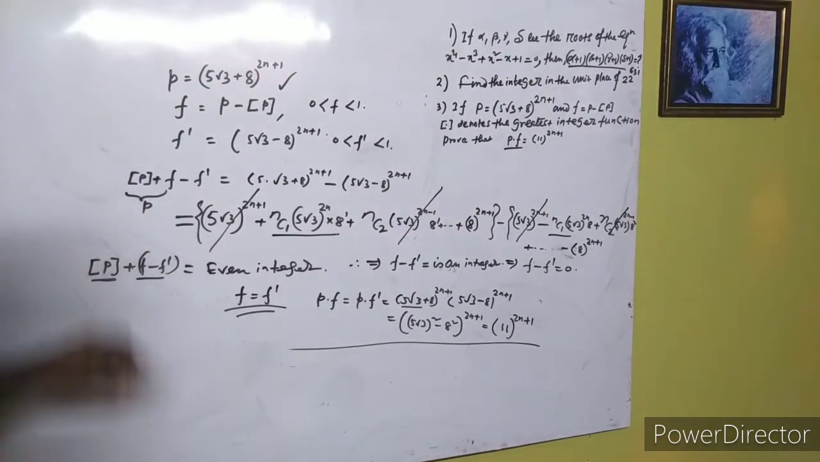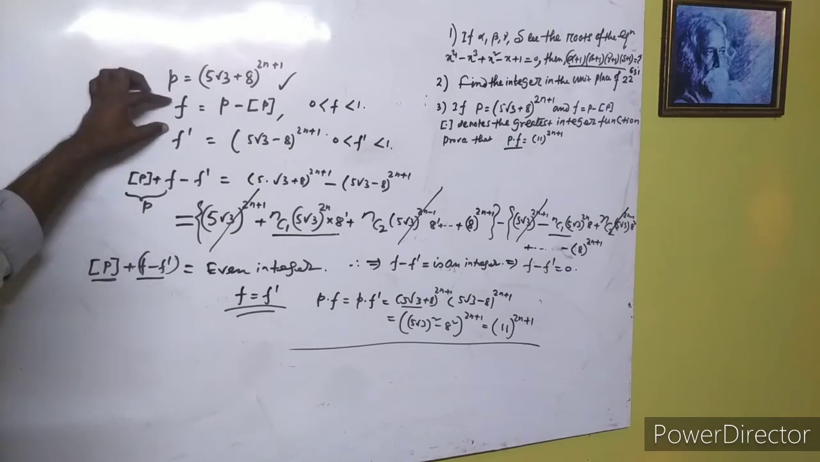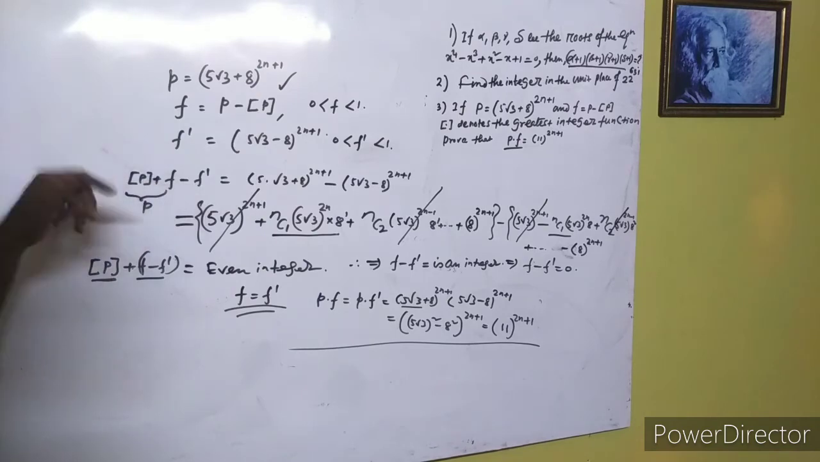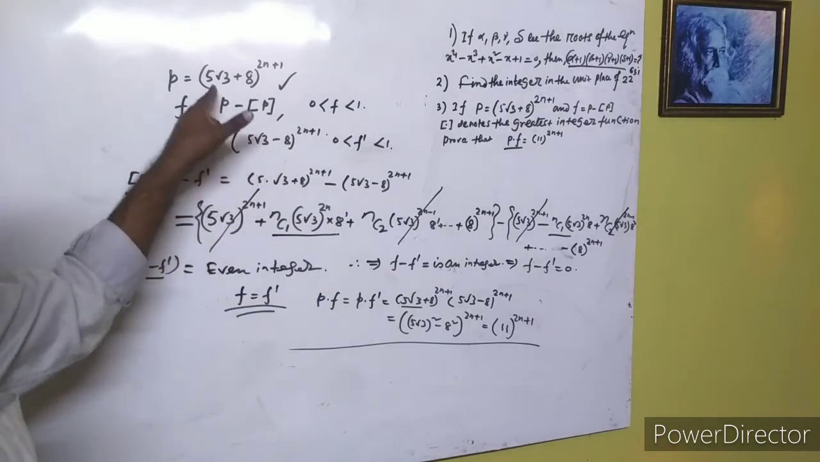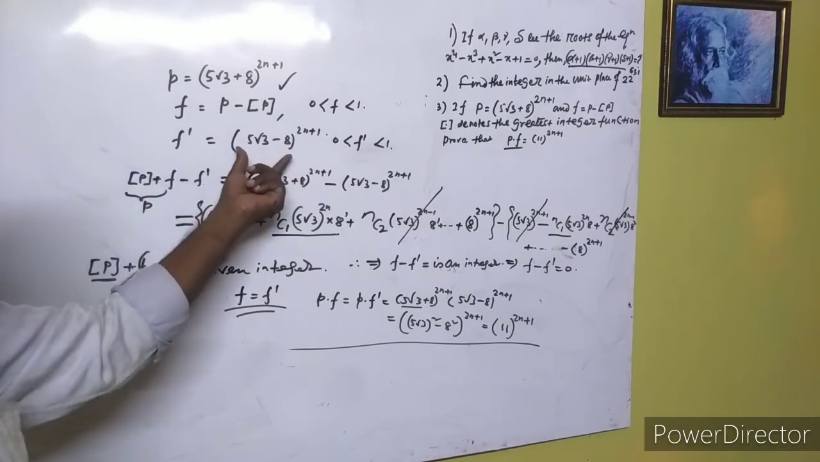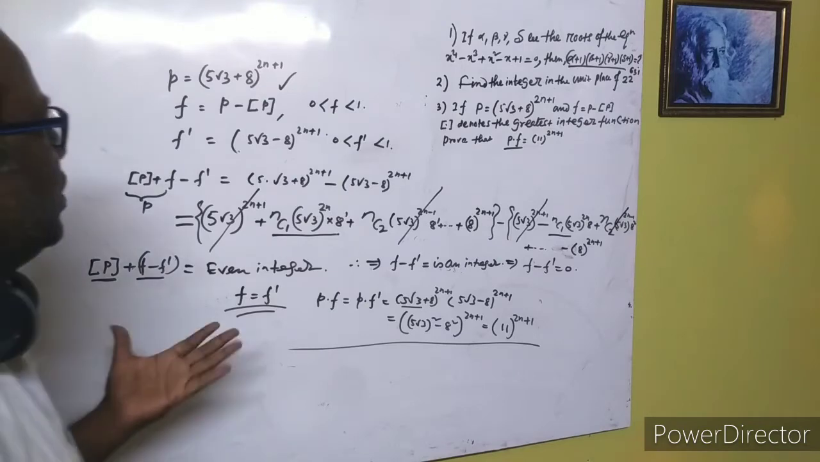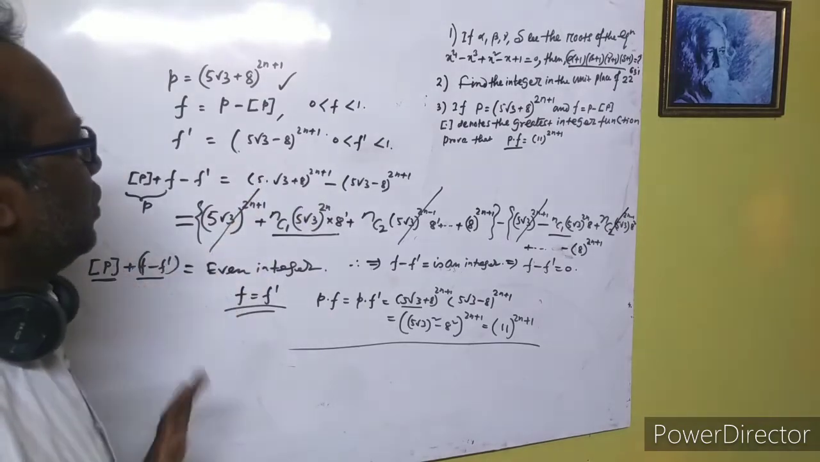Okay, see again, this is a p and this is a fraction. Fraction means total figure minus the integer. That's called the fraction, and it lies between 0 to 1. And also f dash, let us assume the same figure but with a minus in the middle, and their difference also lies between 0 to 1. So this is your expression.